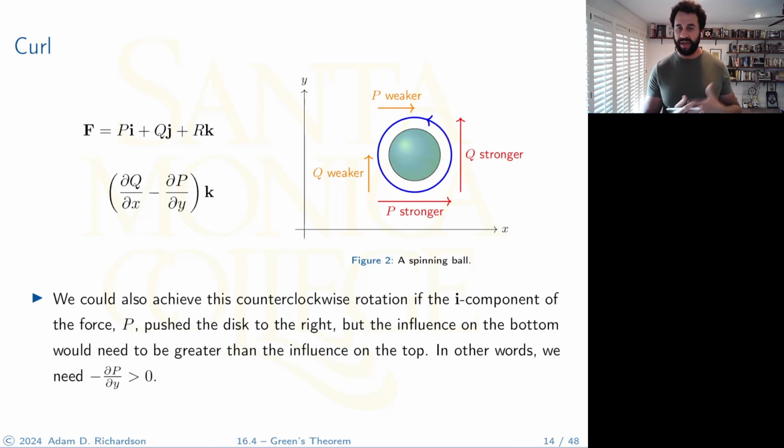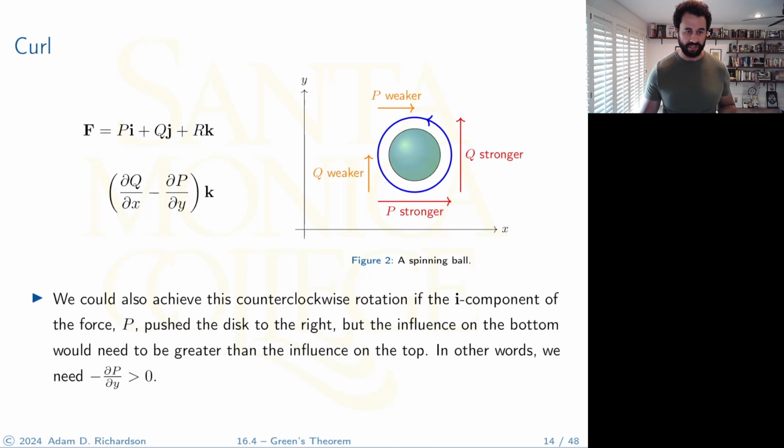So how do we encode that mathematically? Well, what we're saying is that we need the change of P with respect to y to get stronger as y decreases. So as y goes down, we need this to increase, like so. So in other words, we need the opposite of the change of P with respect to y to be positive. So we need this change to be decreasing in essence, right?